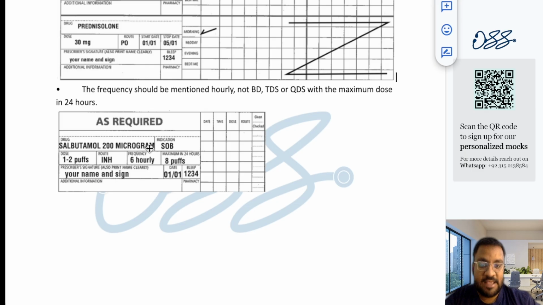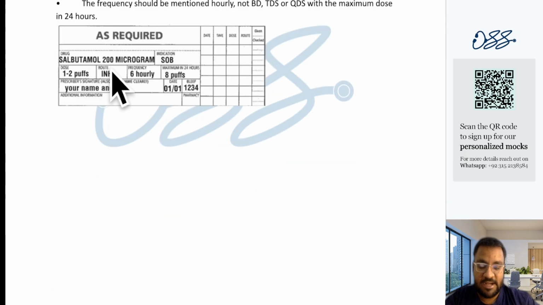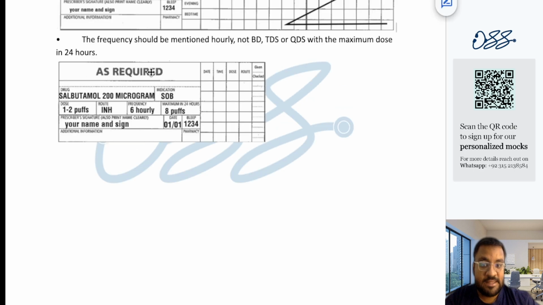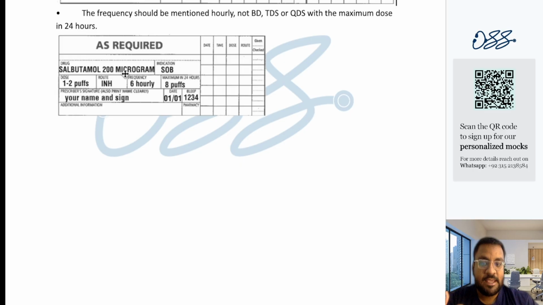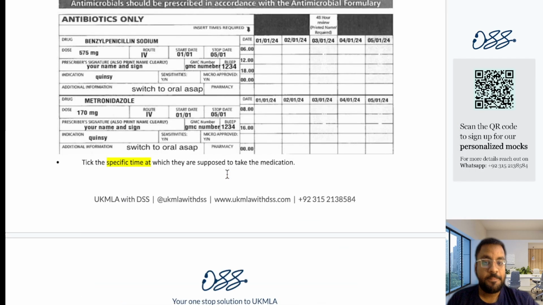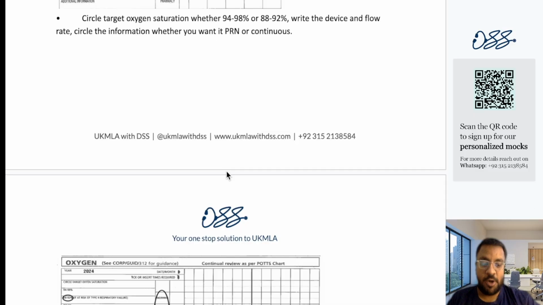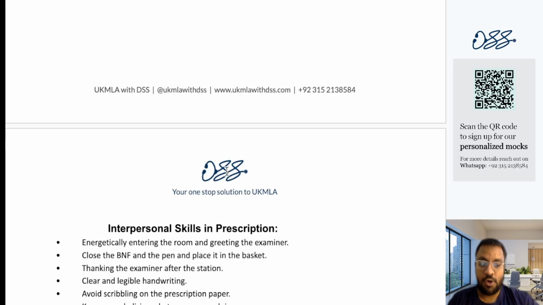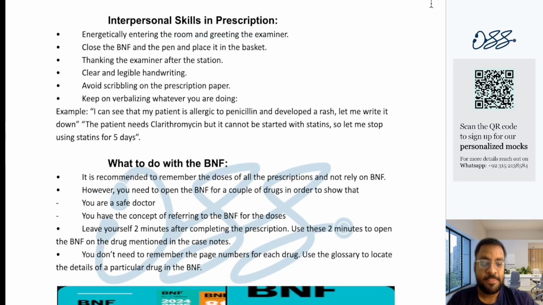Similarly, as you can see with the salbutamol mentioned over here, it is given 6 hourly. So in the as required section, you need to write the hours at which it needs to be repeated, 8 hourly, 6 hourly, and it would be written in the case notes, on how many hours and what time duration a particular medication can be repeated. So yeah, these were the important do's and don'ts, and the important tips and tricks of the prescription station. But now let's move on to a very, very important thing.